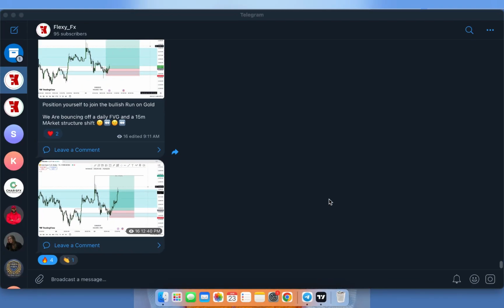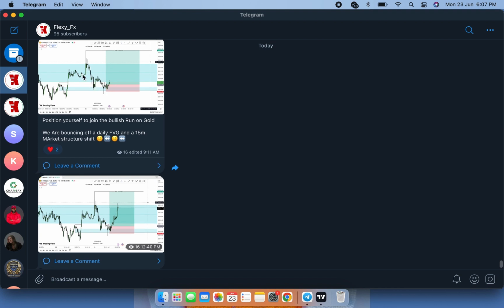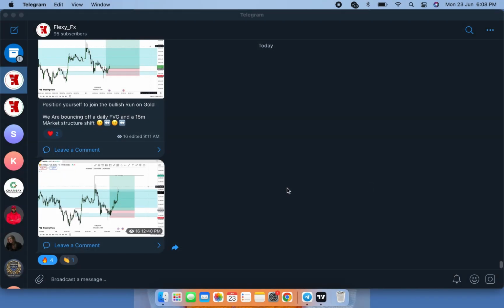Then you can see that I even posted this trade when I caught it. I posted this trade right here on my Telegram channel. You can see, position yourself to join the bullish run on gold, and then boom, we're heading higher, right? That was it before we had that massive retracement. I think my network is a little bit poor.